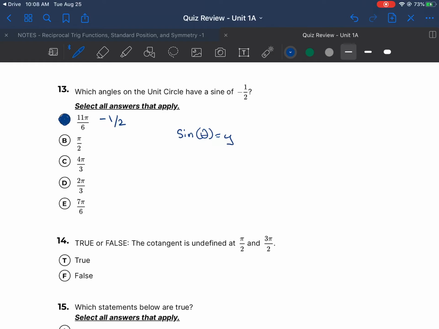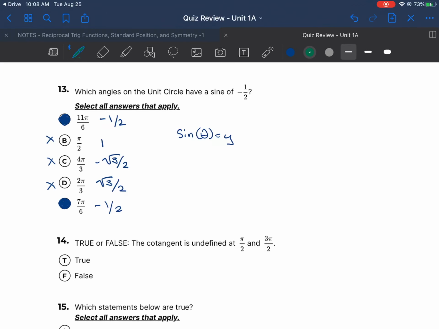If I look at pi over 2, which is the same as 90 degrees, the sine is 1. If I look at 4 pi over 3, that's the same as 240 degrees, and the sine at 4 pi over 3 is negative square root of 3 over 2. If I look at 2 pi over 3, the sine is square root of 3 over 2. And finally, if I look at 7 pi over 6, the sine is negative 1/2, which is what we're looking for. So A and E are correct. B, C, and D do not have the correct sine values.